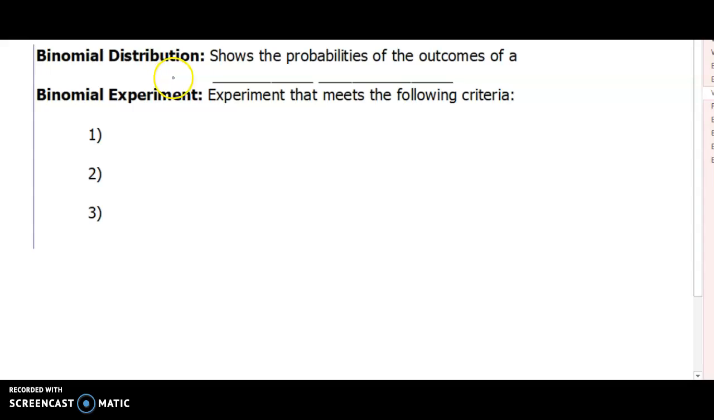A binomial distribution shows the probabilities of the outcome of a binomial experiment. And a binomial experiment is an experiment that meets the following criteria. One, there are n, a certain number of independent trials. That's the first stipulation.